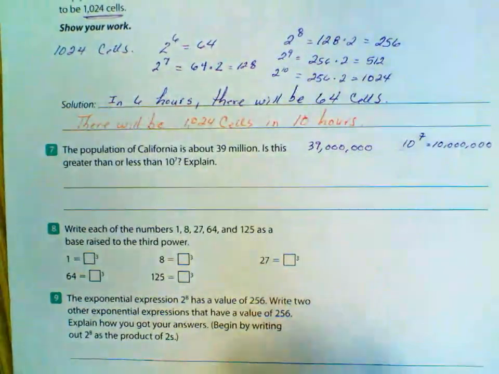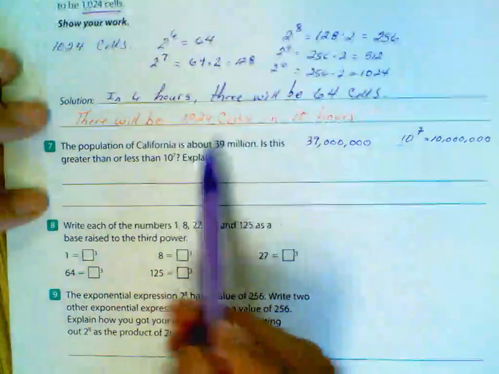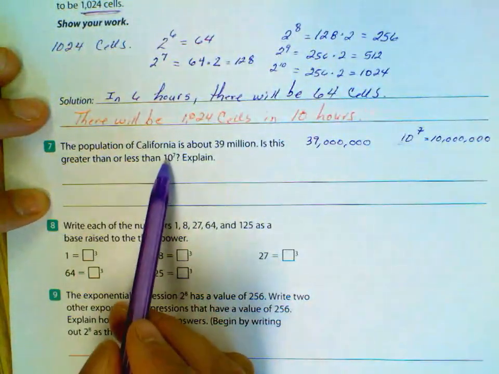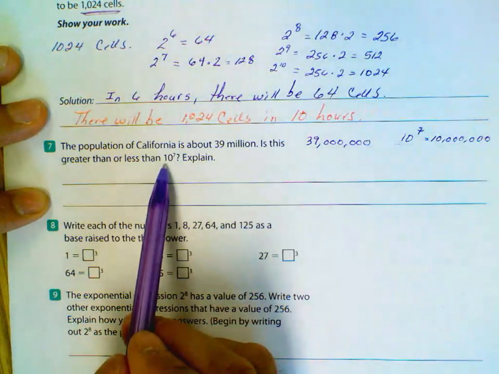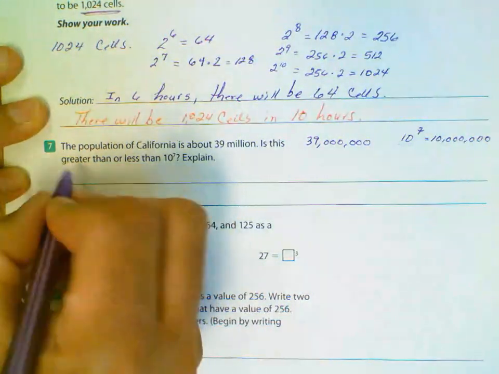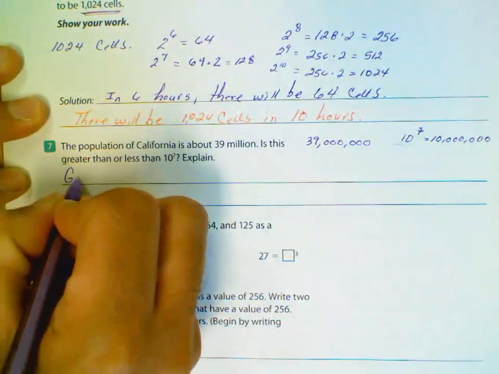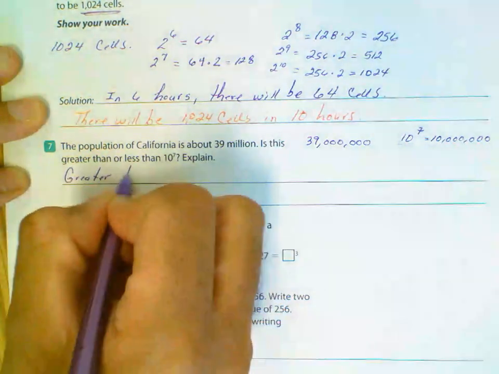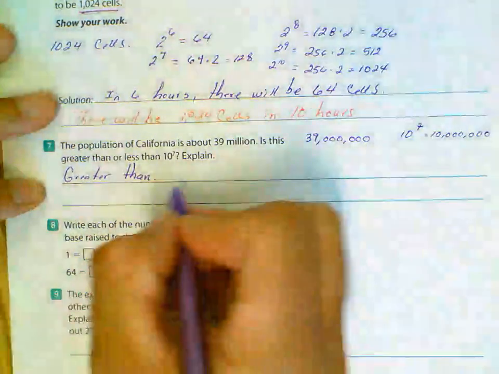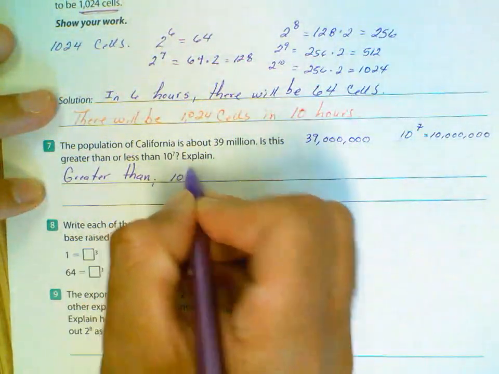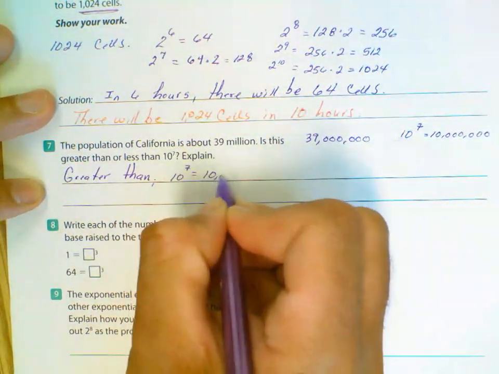Now, which one is greater? The question, let's look at the question. Is this greater than or less than 10 to the 7? Is 39 million less than or greater than 10 to the 7? So the solution in this case will be greater than. Greater than, okay? And you can explain here, 10 to the 7 is equal to 10 million.